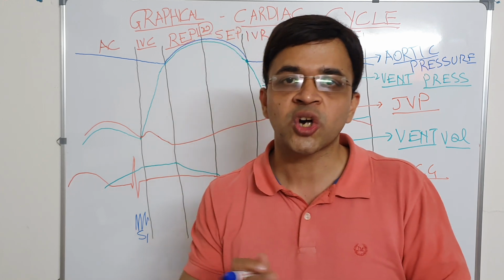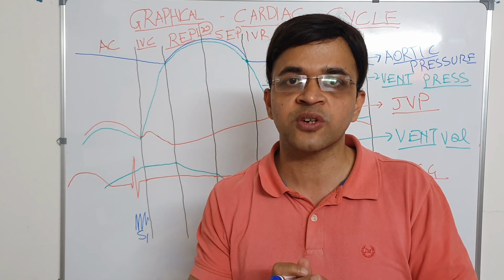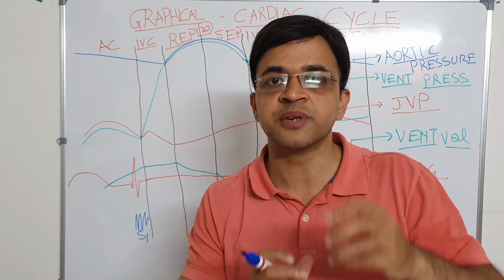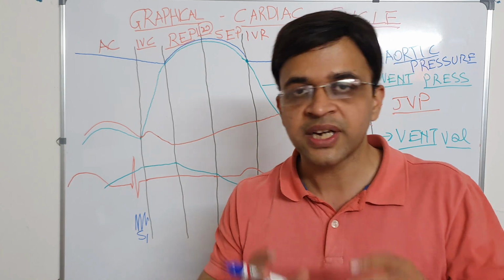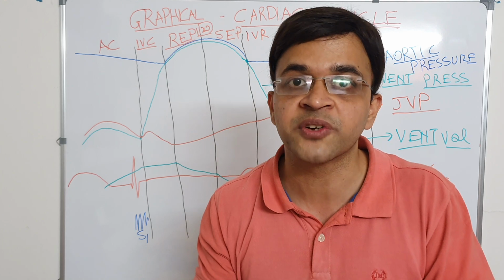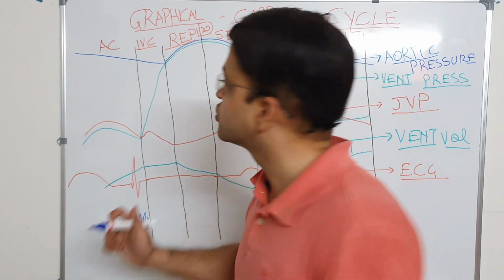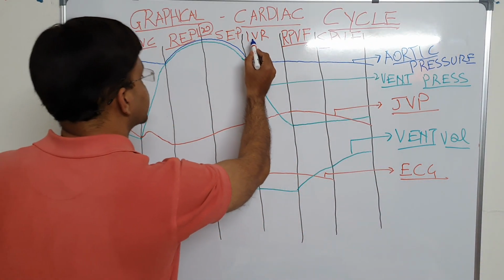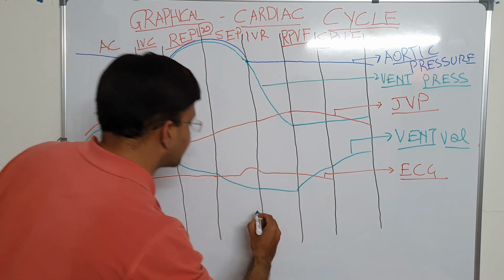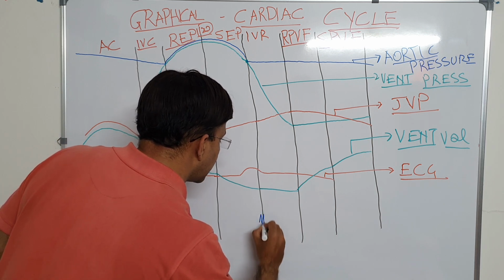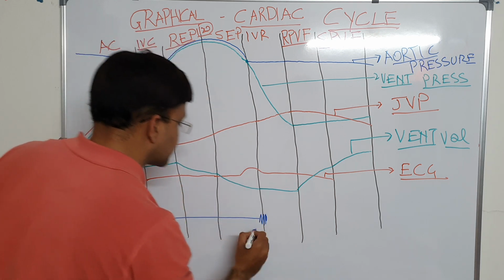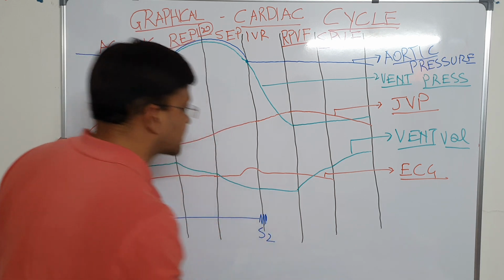So when exactly does the aortic valve close? The aortic valve closes when pressure inside this combined cavity of ventricle and aorta falls below 80 millimeters of mercury. When it falls below 80 millimeters of mercury, the aortic valve closes and the phase of isovolumetric relaxation starts. So where is our isovolumetric relaxation? It is here, right? Just before that phase starts, we will have our second heart sound. So this is our first heart sound and this is our second heart sound.